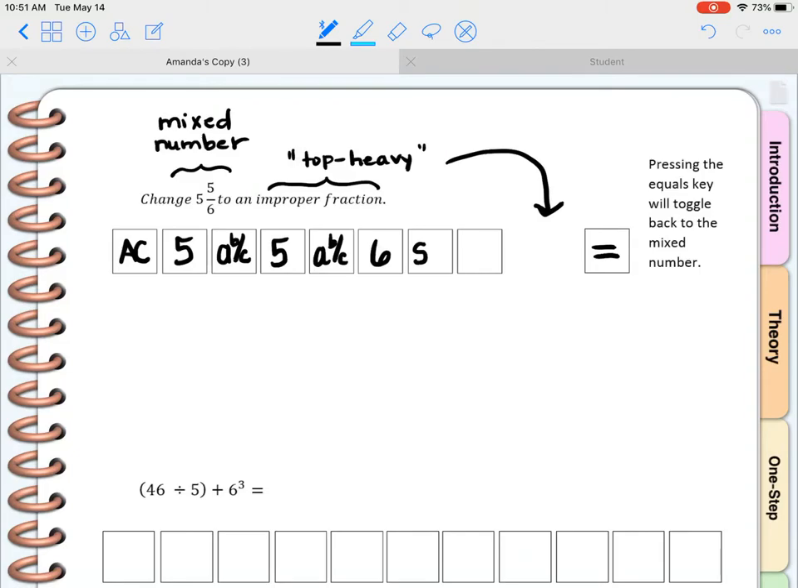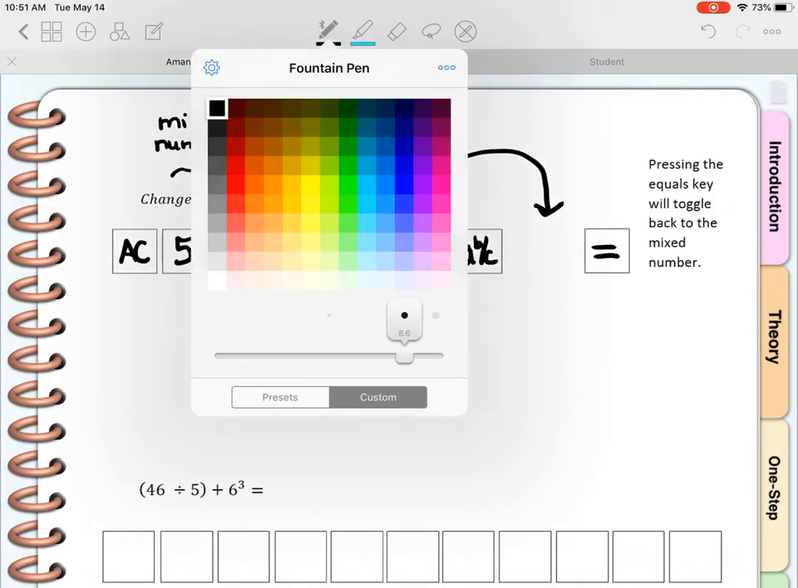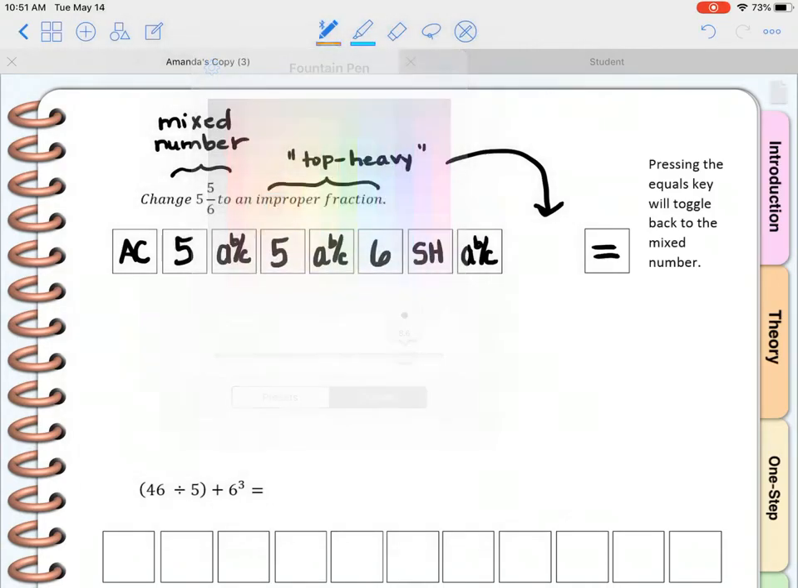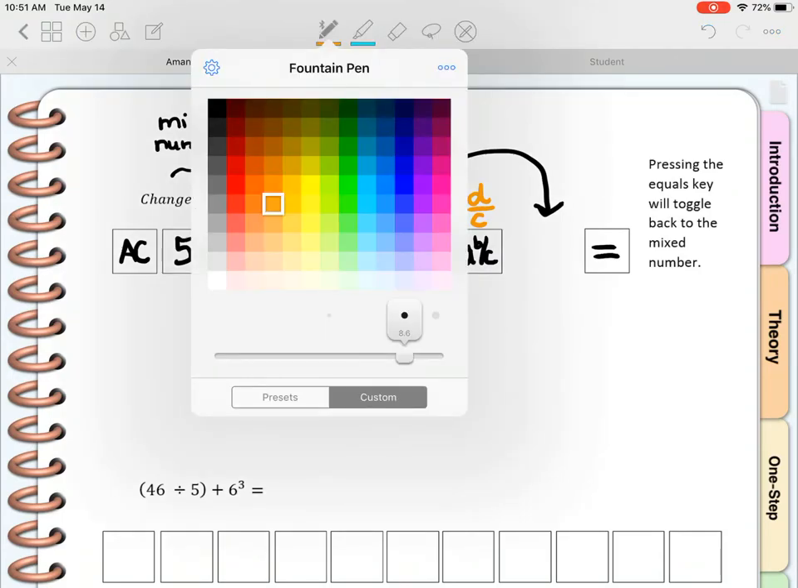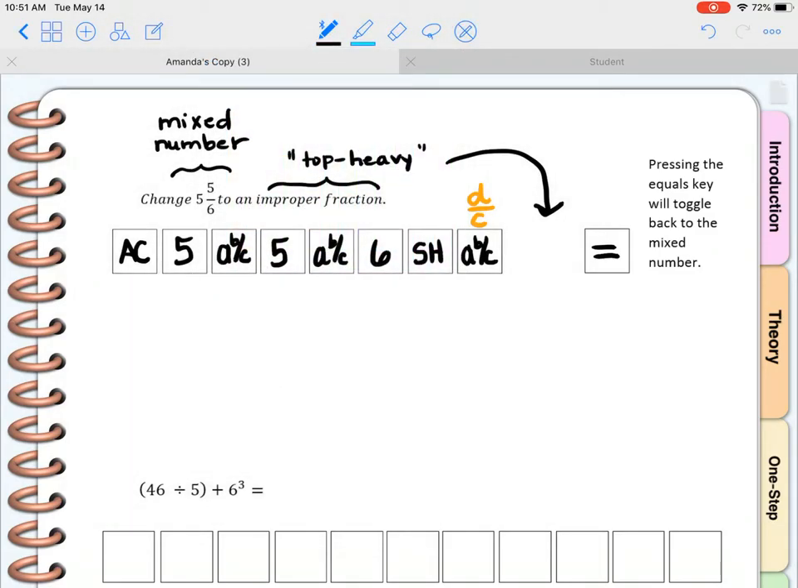Then I need you to press the shift key and your fraction key again. Because if you look above your fraction key, you see this notation, D over C. That's the improper fraction form. But don't press your equal sign. That's so important on this one. At least not yet. So all clear, 5 and 5/6.